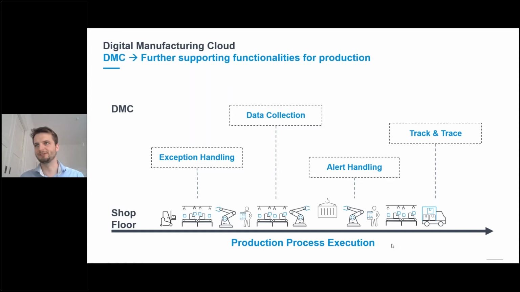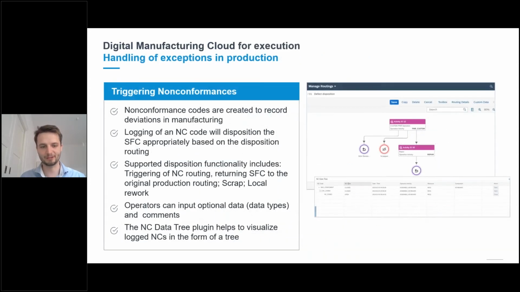But first, I'm going to give you a bit of a theoretical background. So starting with the handling of exceptions in the production, this is mainly done by the non-conformance routings. So in the DMC, you have the possibility to graphically design your routings, also your non-conformance routings, where you have the possibility to break out from the standard routing and perform the necessary steps to either repair, scrap, or send the material back to another operation.